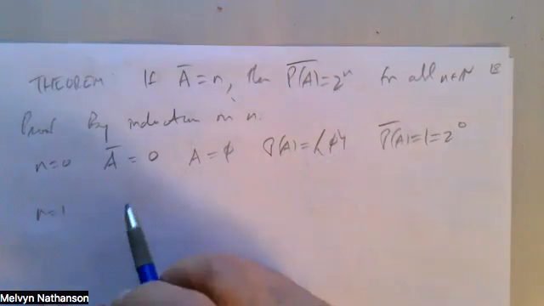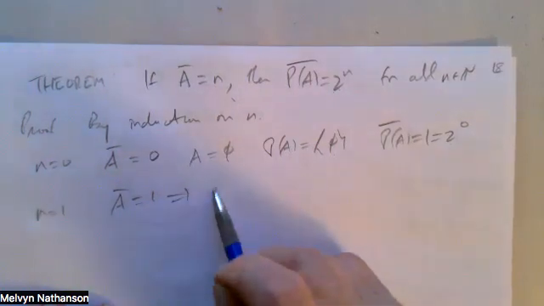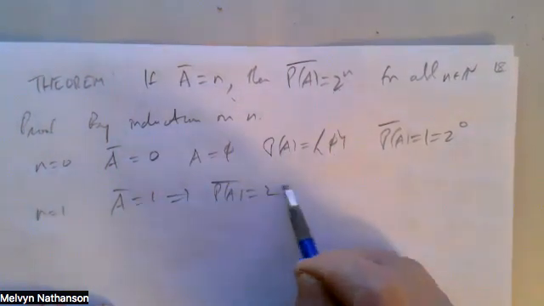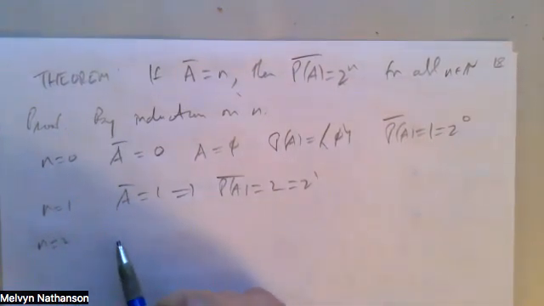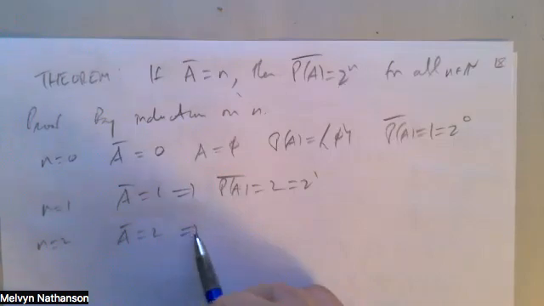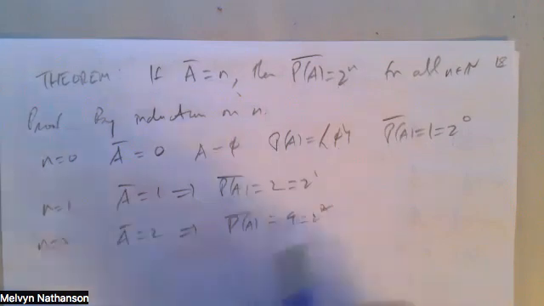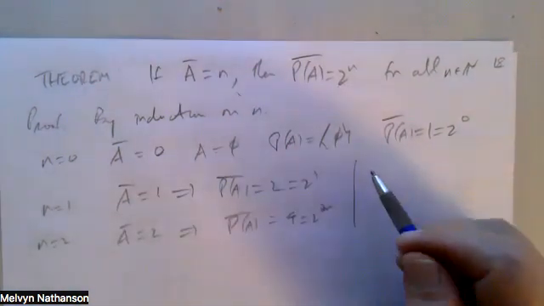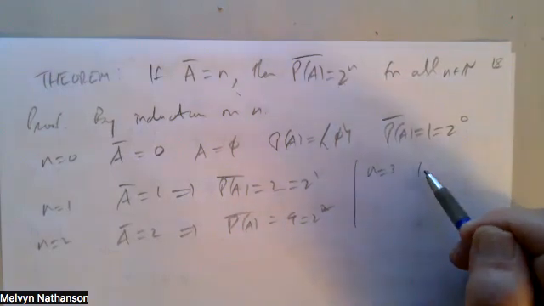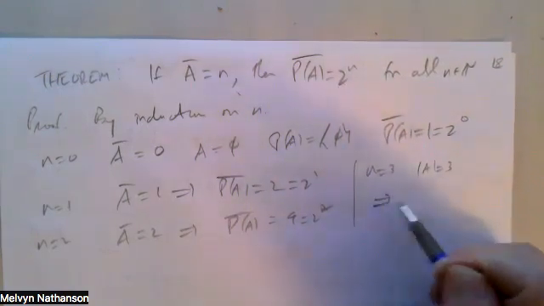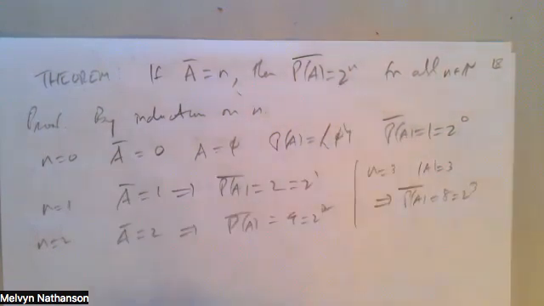For n equal 1, we already proved that if A has 1 element, then the power set of A has 2 elements, which is 2 to the first. And we already proved that if A has 2 elements, then the power set of A has 4 elements, which is 2 squared. And we already proved that if n is equal to 3, that is, if the cardinality of A is 3, then the power set of A has 8 elements, which is 2 cubed.